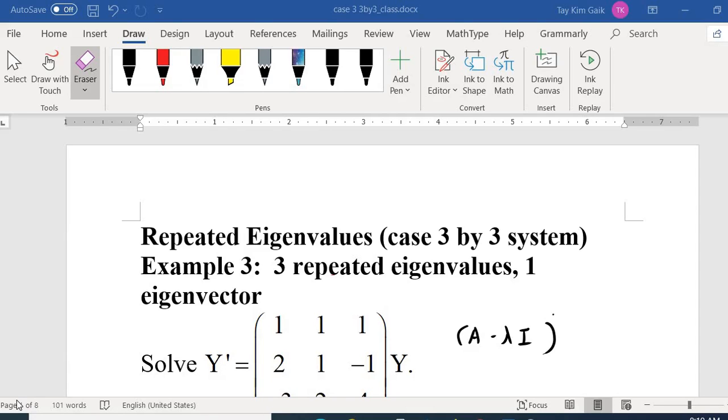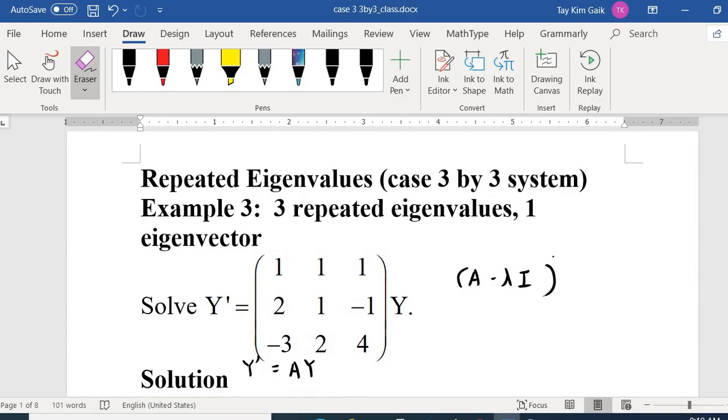Good afternoon to you. We are going to continue with repeated eigenvalues, for the 3 by 3 homogeneous system. This is the third case, where we have a 3 by 3 system but get 3 repeated eigenvalues, meaning 3 same eigenvalues, which give only one eigenvector. For example, solve this y prime equal to the matrix 1, 1, 1, 2, 1, negative 1, negative 3, 2, 4, times y.